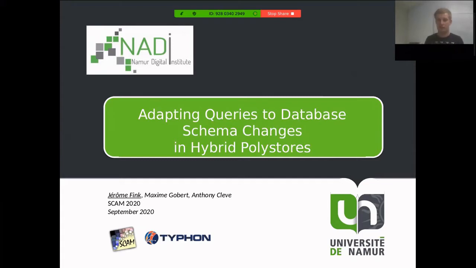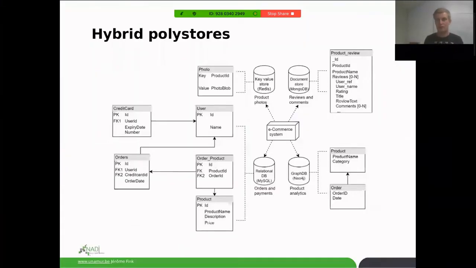In a hybrid Polystore. First things first, what is a hybrid Polystore? It is a database made of several database technologies. Here you have an example of an e-commerce system using a Polystore. It means that it persists its operational data in 4 different databases such as MongoDB, Redis, etc.